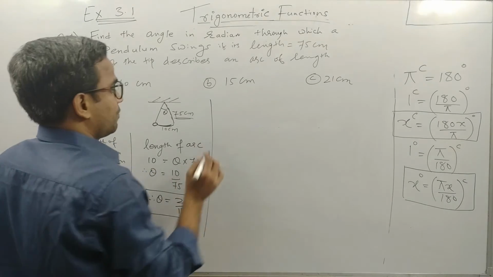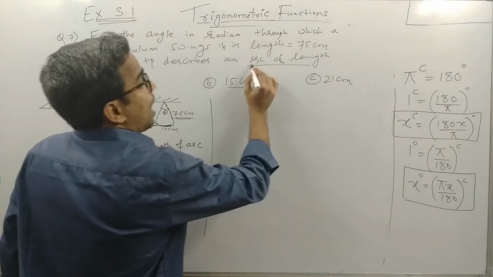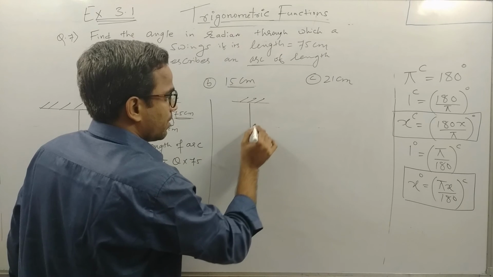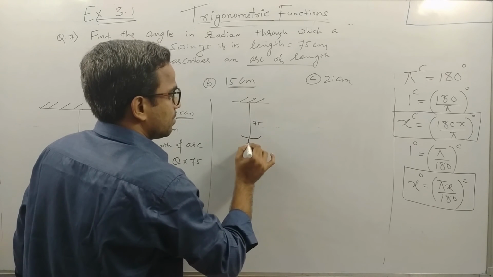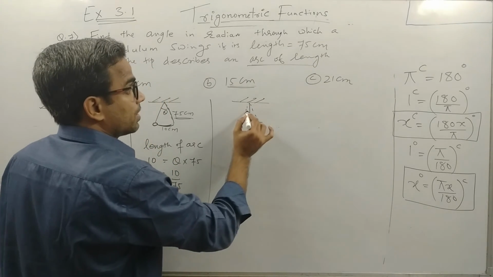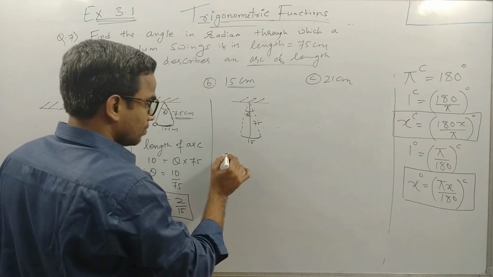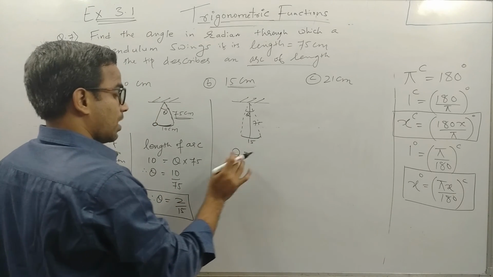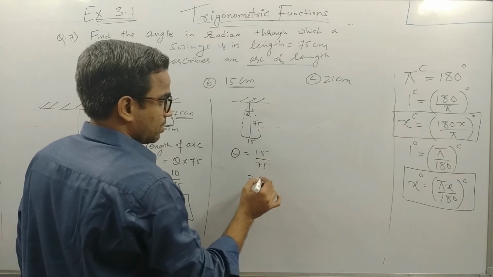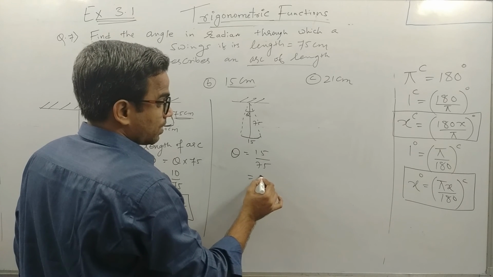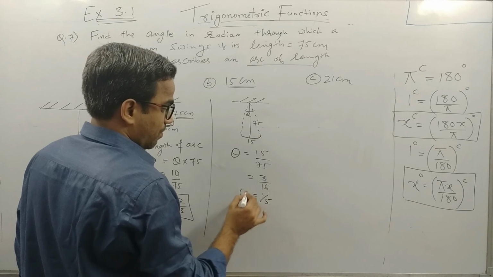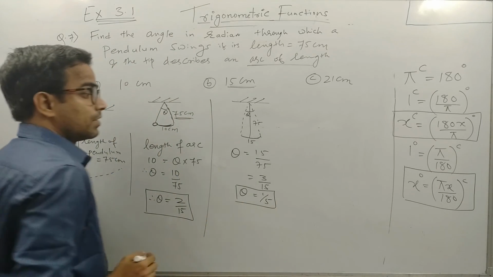Next is 15 centimeter. That means the arc length is 15 centimeter. The pendulum length is 75 and the arc length is now 15. How much angle is it subtending at the center? Suppose this is theta. Then theta will be the arc length, which is 15, upon the radius, which is 75. So this comes out to be 15 by 75, so 5 3s are 15, 5 15s are 75, or this comes out to be 1 by 5.